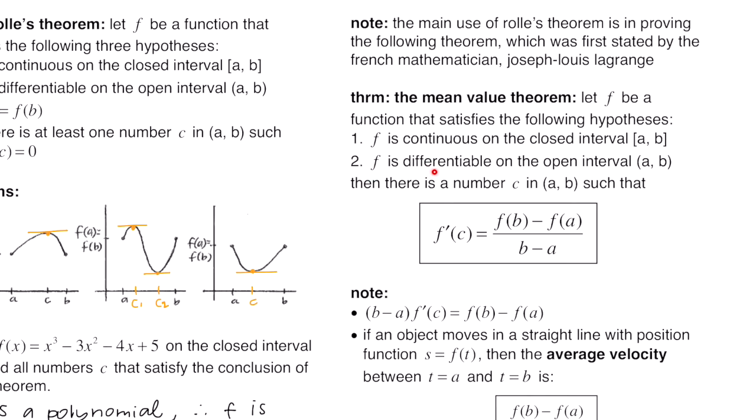Number 2, f is differentiable on the open interval from a to b. If both of these are satisfied, the mean value theorem says there exists a number c in the open interval from a to b such that f prime of c is equal to f of b minus f of a all over b minus a. So this probably looks familiar. You have your slope of a tangent line equals, and over here you have slope of a secant line.